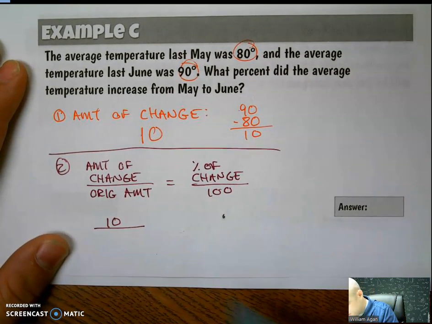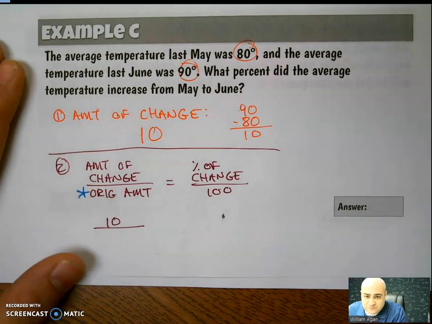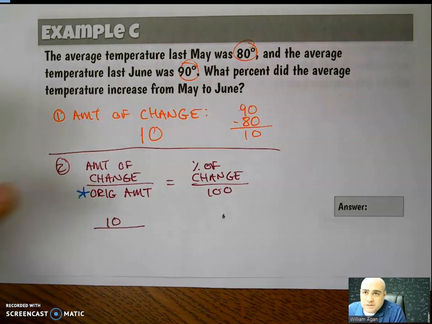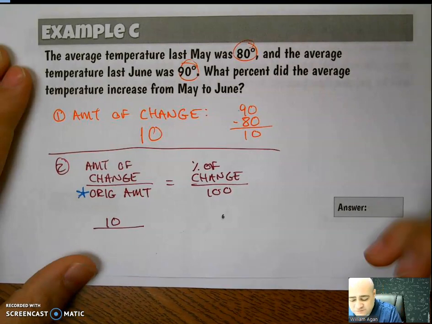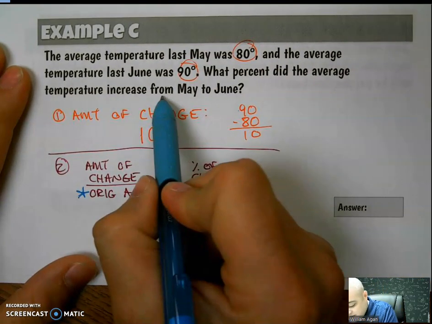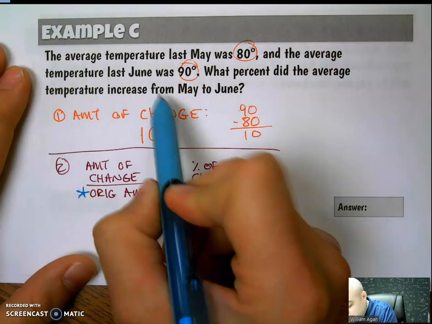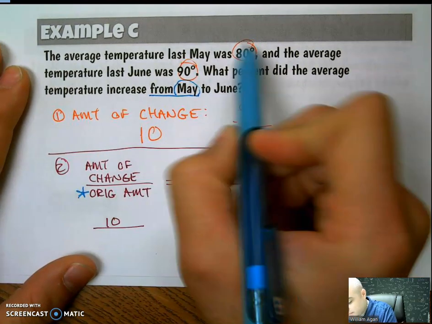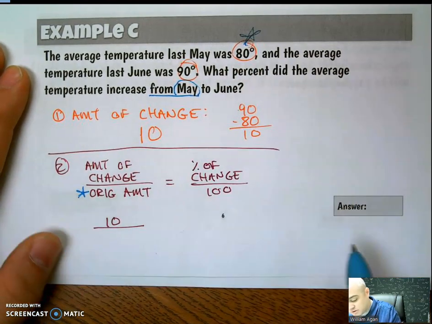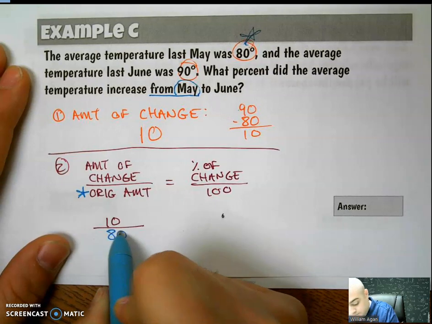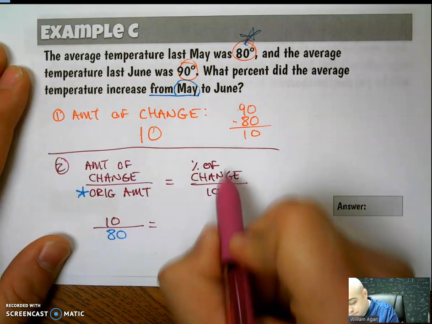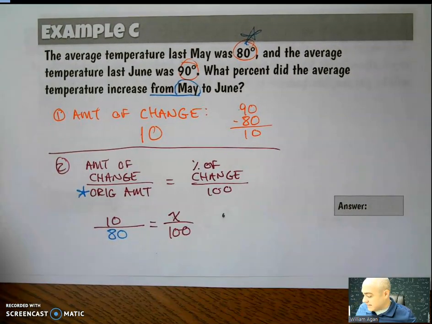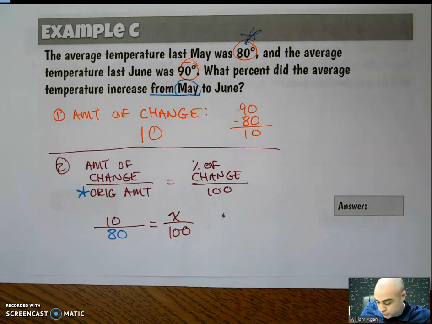The original amount, this is another one that's a little tricky. It's going to be one of these numbers, but which one is it? Don't think about which one's bigger or smaller. It's which one was first. Sometimes, and this helps, if you see the words from something to something, from is where it started. So this is your original amount, 80. And that equals the percent of change, what you're trying to find. That's your x over 100. And now all we need to do is solve this proportion.